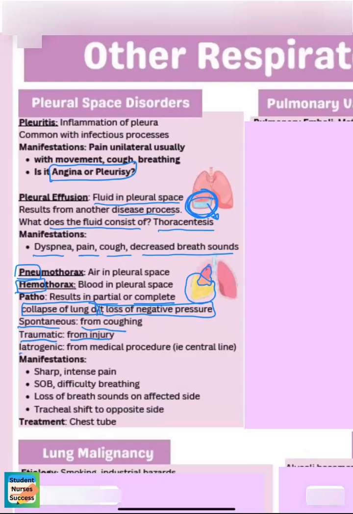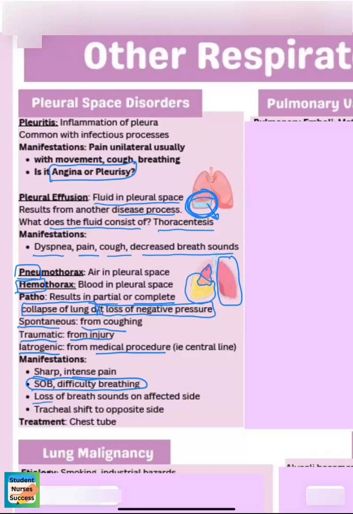And it can also be iatrogenic from a medical procedure. Sometimes in the ICU, when we insert central lines, everyone's anatomy is a little different. And if you nick something with the needle, you can cause a pneumo or a hemothorax. Manifestations are going to include a sharp, intense pain, and there's going to be difficulty breathing because you're actually going down to only one lung breathing. And so you're kind of at half workload there.